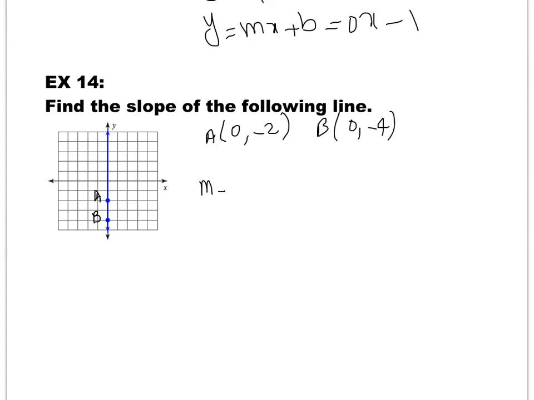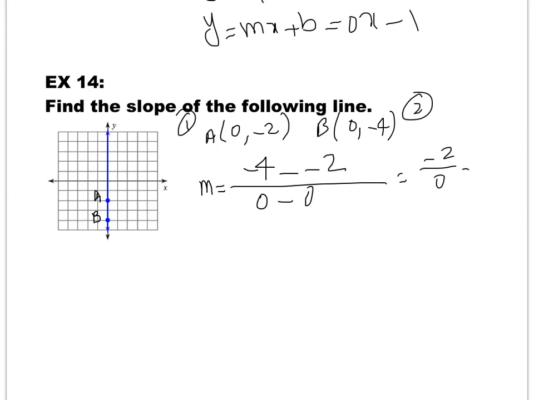Now I use the formula y2 minus y1 over x2 minus x1. Let's pick this one as point 1, this one as point 2. So y2 is the y coordinate of the second point, which is -4, minus y1, which is -2, divided by x2, which is 0, minus x1, which is 0. So this gives you -4 plus 2, which is -2, divided by 0, which is undefined. So we know that the slope is undefined.